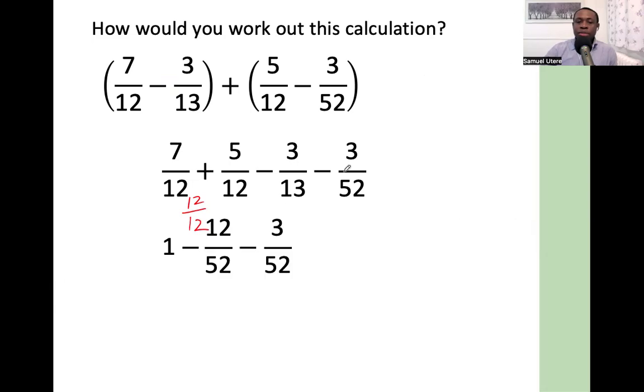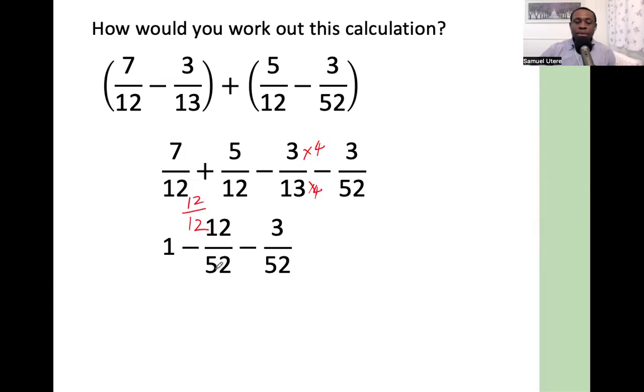But notice that 52 is a multiple. Okay? So to multiply 13 to make it 52, we have to multiply by 4. Okay? So that way we create the equivalent fraction of 3/13, which has a denominator of 52.